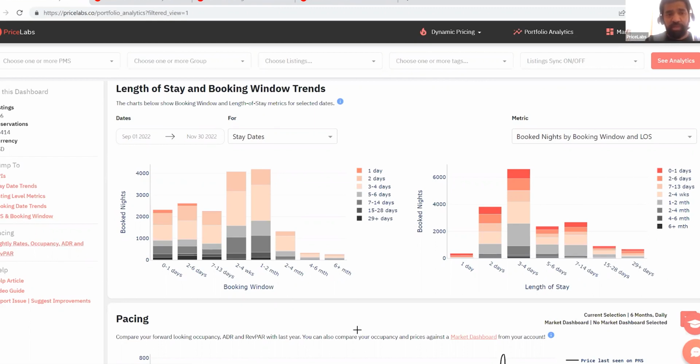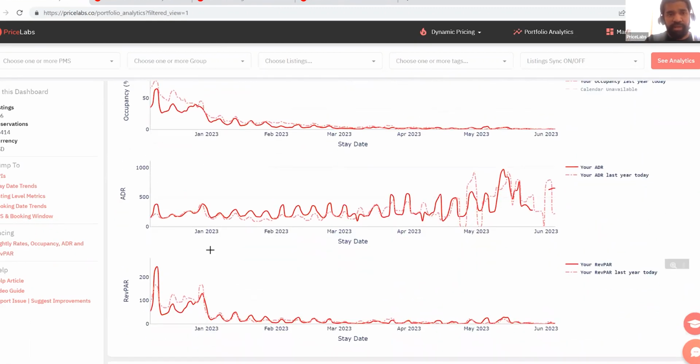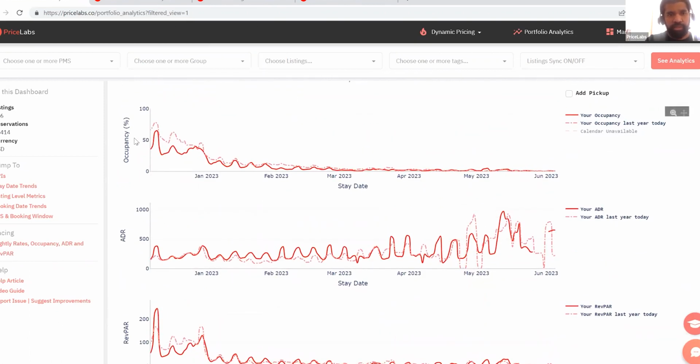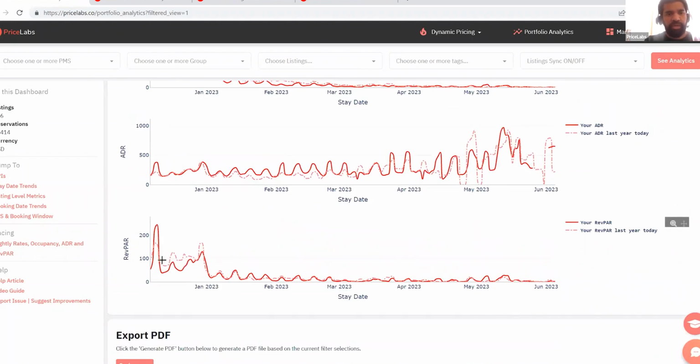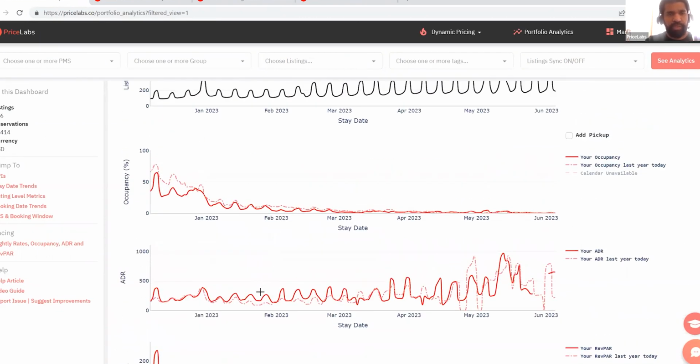Use case number three, where we are trying to understand how we are doing relative to prior years, right? Am I trending faster, or how am I doing relative to prior year for future dates? Am I pacing faster? Is my ADR similar, higher? Is my RevPAR similar, higher? And then you can start thinking about what you can do about this, right?